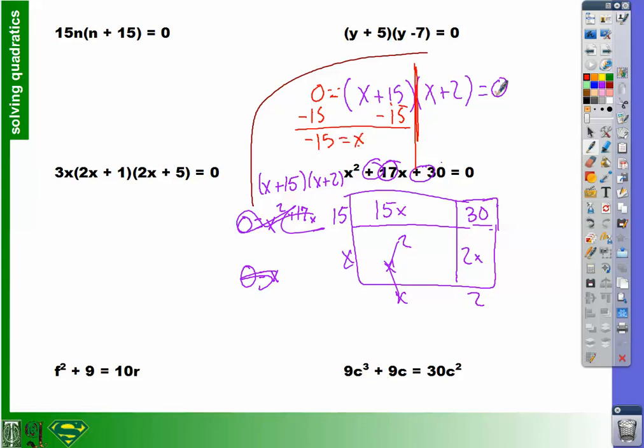On this side, what am I going to do to both sides, Ava? Subtract 2. Subtract 2, subtract 2. And I get x is equal to negative 2. So for this expression, x is going to equal negative 15 and negative 2. We're done. Let's take a look at the last two.